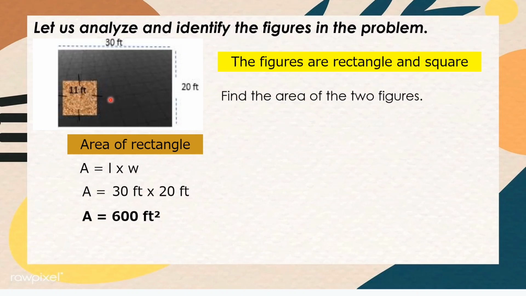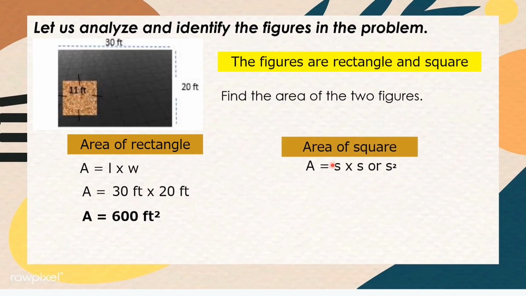How about the area of the square? The formula we're going to use here is area equals side times side, or it can also be written as S squared. The measurement of each side is 11 feet. So we have here 11 times 11. The answer there will be 121 square feet.